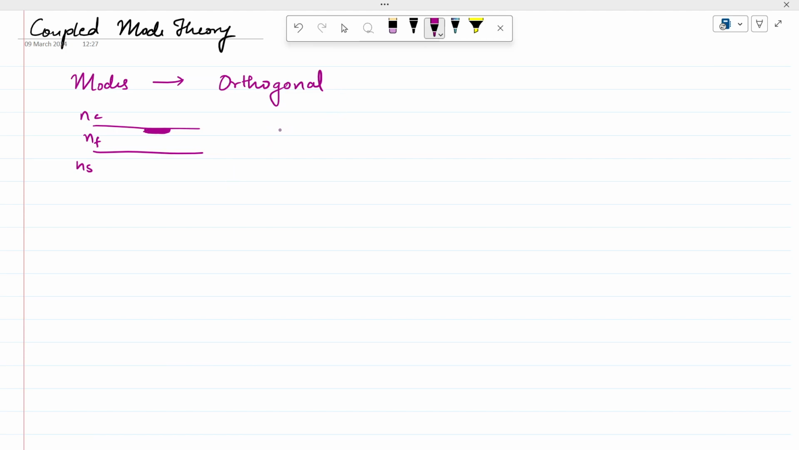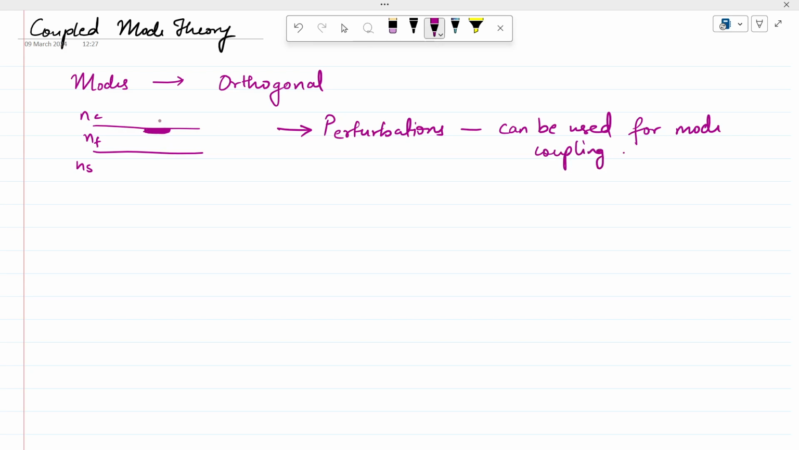So perturbations can be used for mode coupling. That is the whole premise of this coupled mode theory discussion.